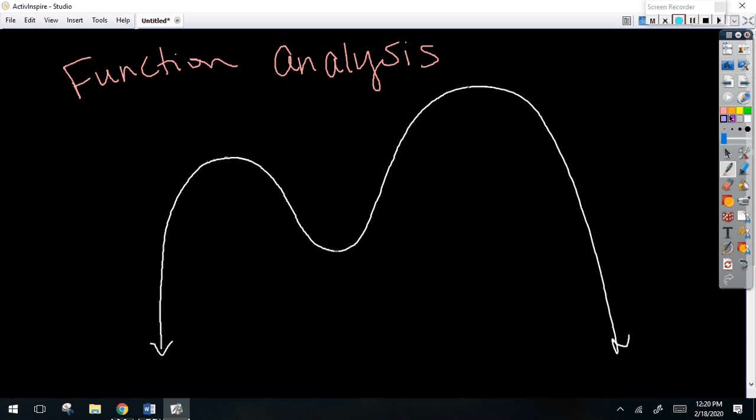So what's another word for high and low? Min and max. What would those be? You said min and max. What would those be? A max. That's right.